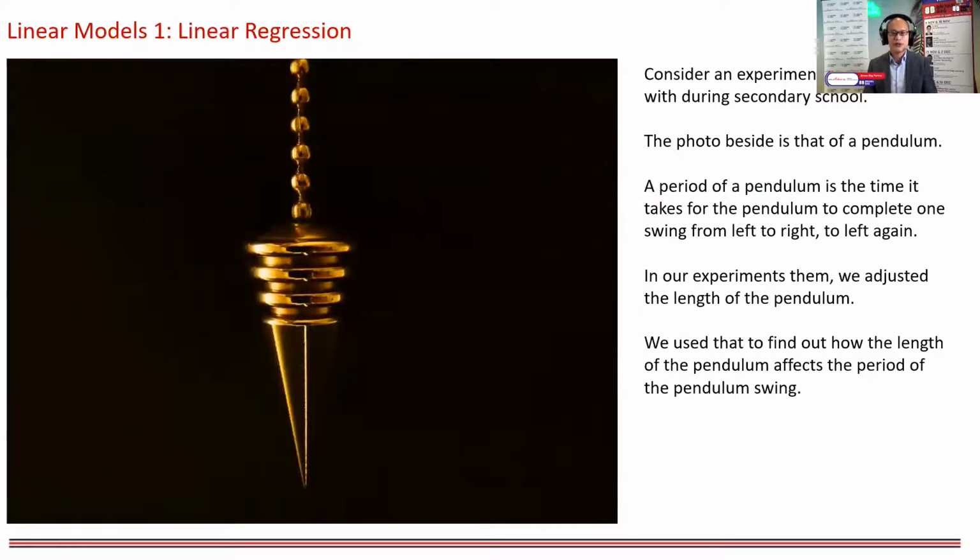For linear regression, let's go back to when we were maybe in our secondary school. I hope some of you remember that we used to do this experiment often where we have a pendulum, we let it swing from the left to the right and then to the left again. And at the same time, we will adjust the length of the pendulum. And the objective of our experiment is the following. If I were to change the length of my pendulum, would the period of my pendulum be affected by it? Okay. So recall this was an experiment that we did in our secondary school.